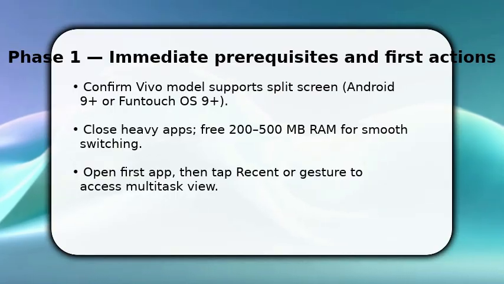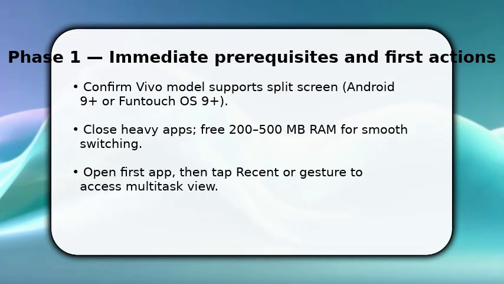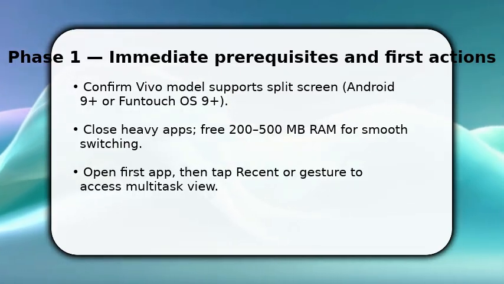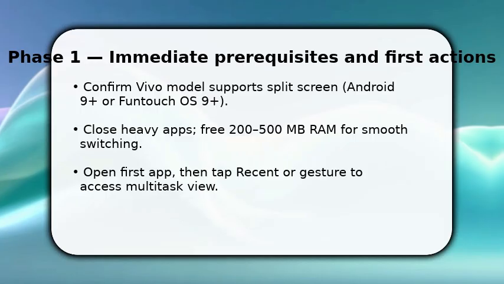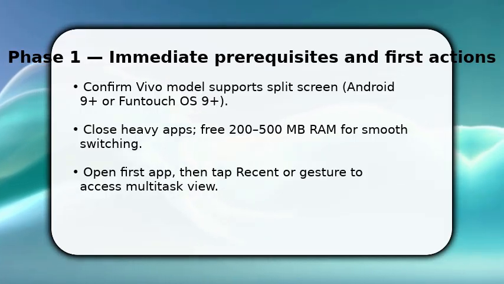You begin by ensuring your Vivo supports split screen. Most models with Android 9 or FunTouch OS 9 do. Once done, close memory-hungry apps so the system won't force quit windows.